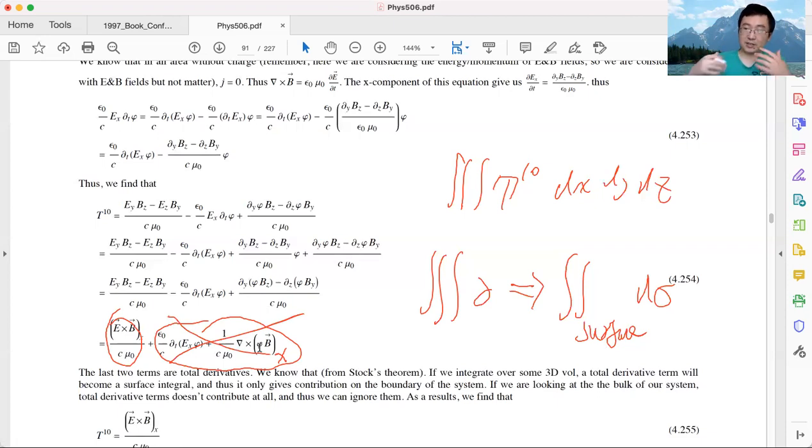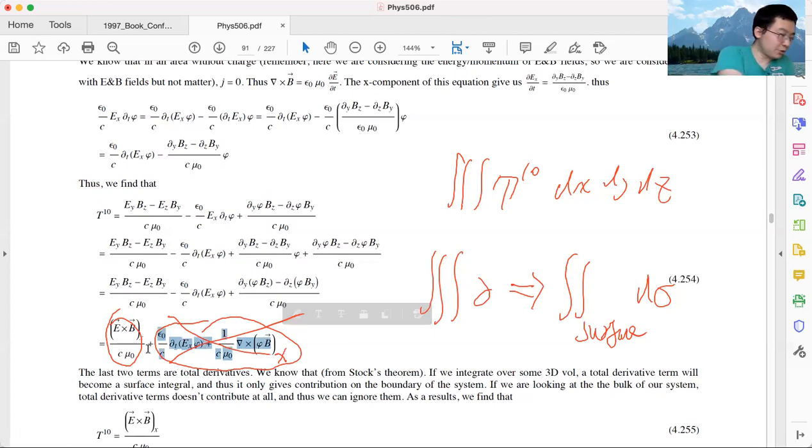Now, this technique, this application of throwing away total derivative terms in field theory, is very common. It's because a total derivative only contributes at the boundary. It does not contribute anything inside the system. Nevertheless, after we throw them away, this formula may look a little bit complicated, but the bottom line is we find that the last two terms don't matter at all. So we can throw them away.